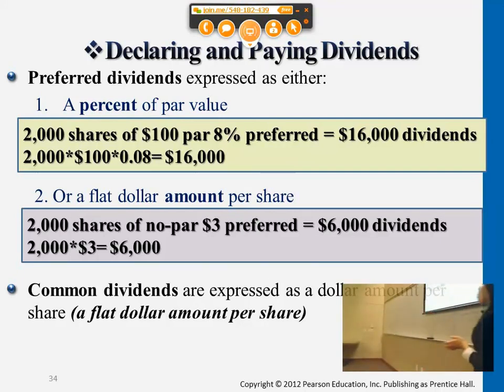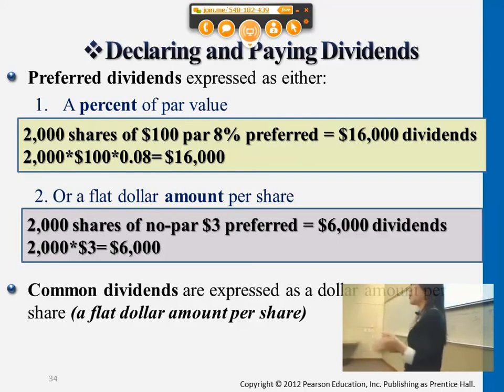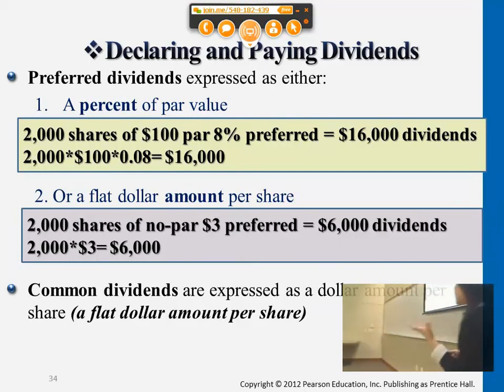Another way would be just a flat dollar amount. So for each share, the shareholder is getting $3. If I have 1 share, I'm getting $3. If I have 2 shares, I'm getting $6. It's not based on percentages of face value, but just a fixed dollar amount. So companies can decide whichever way to do it. This is just a way to calculate the funds that shareholders are getting.